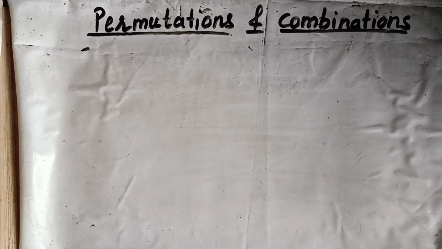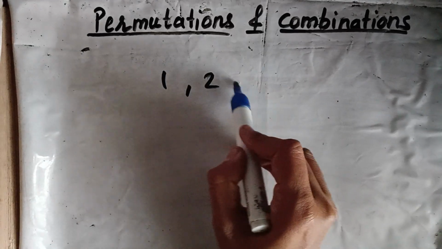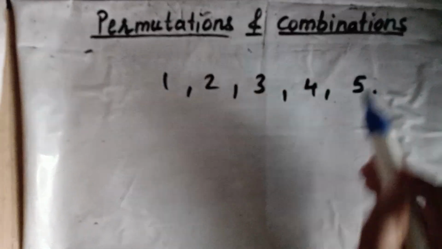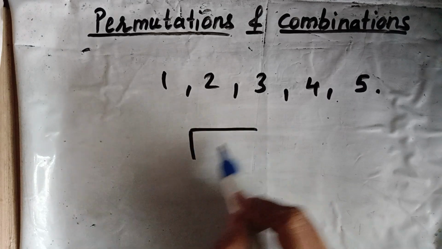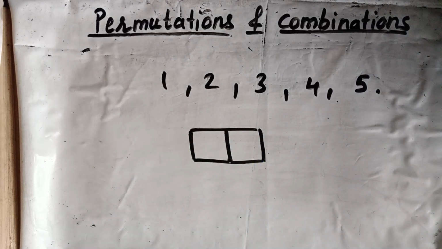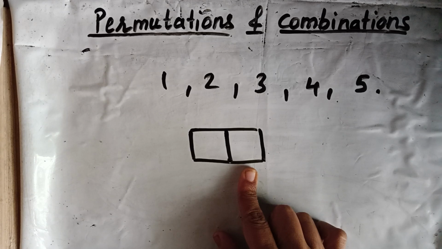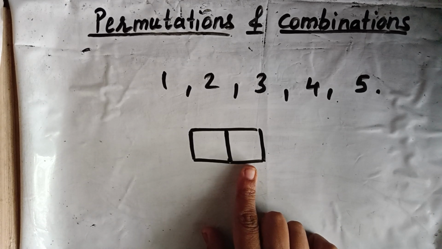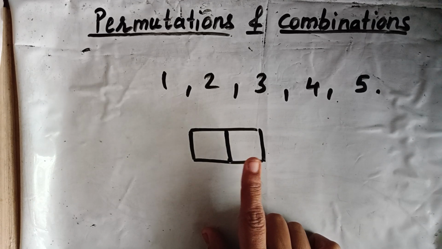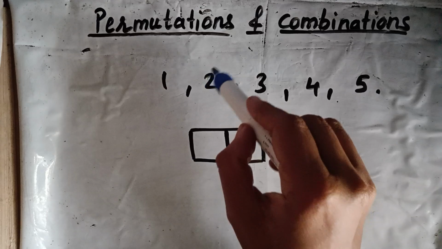How many two-digit even numbers can be formed from the digits 1, 2, 3, 4, and 5? So two-digit even number. Even numbers means the last digit, that is in the unit place, should be an even number. The even numbers here are 2 and 4.